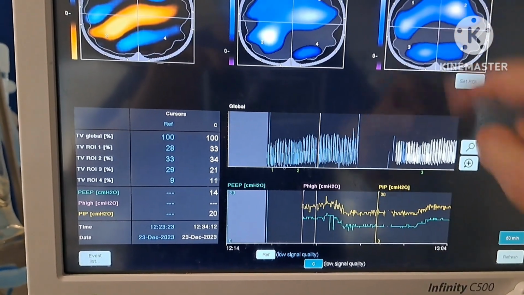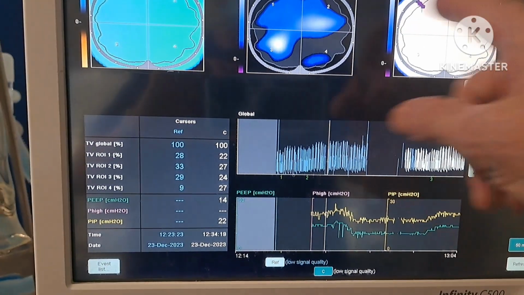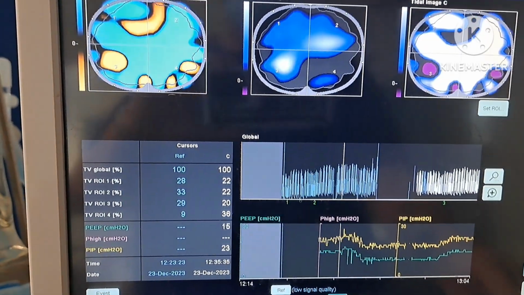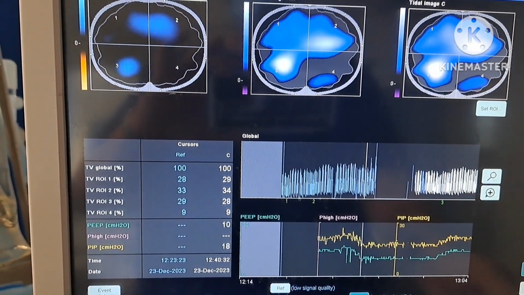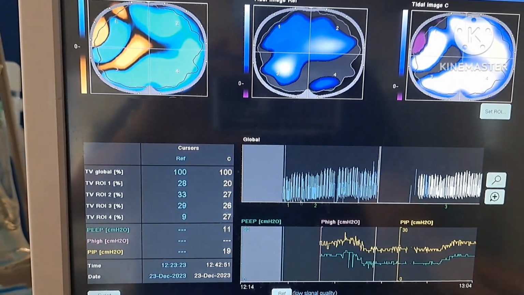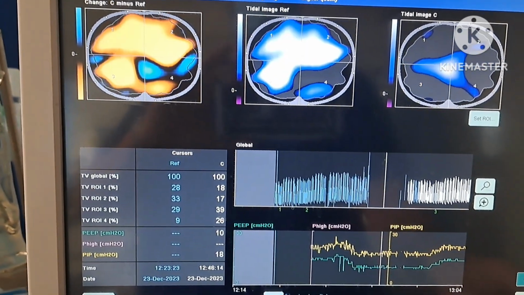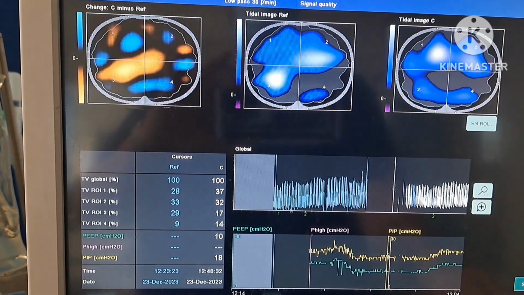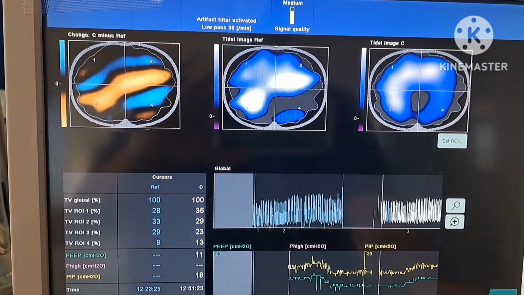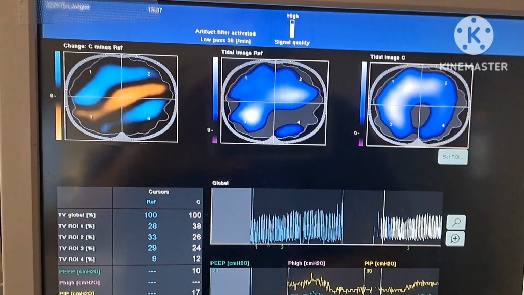Starting to open up. Once in a while you'll see interference. They were touching the patient, but more interference. And then they were doing an echo. So anyway, they left the patient, recalibrated, and put everything back on.